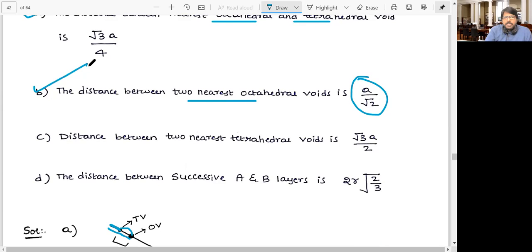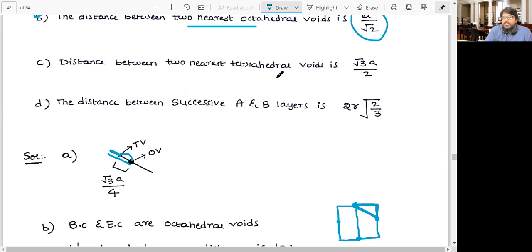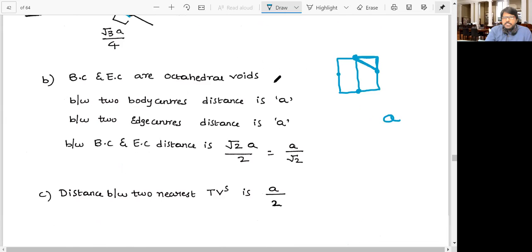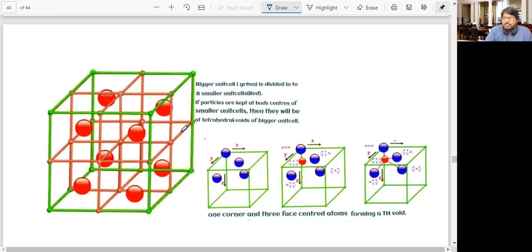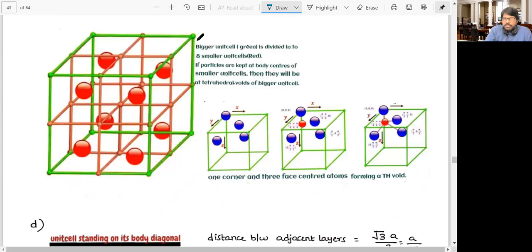Option B is correct. Distance between two nearest tetrahedral voids. If you can recollect, I'll explain this again. See, for example, this green one, if you take, that is CCP, one cubic unit cell. Now you are dividing that unit cell into 8 parts. This is a bigger unit cell that is divided into 8 smaller unit cells. You can see 1, 2, 3, 4, bottom also 4. Now you please look at only the smaller unit cell.